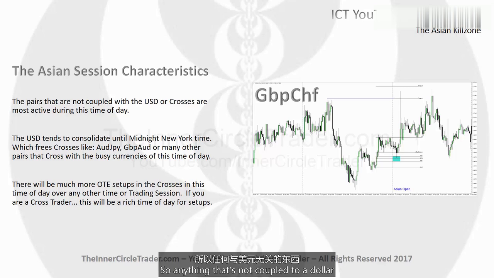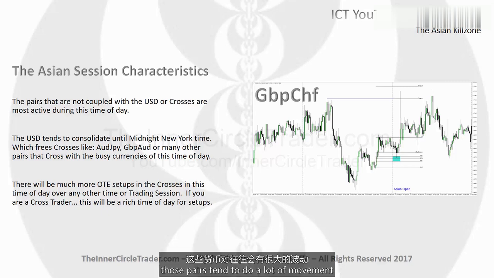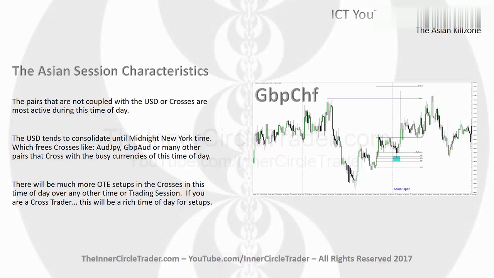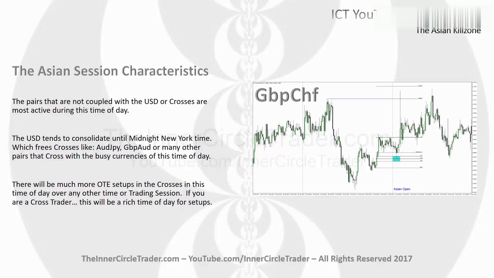So anything that's not coupled to a dollar but has a pair that's usually active during the Asian session, and again, that's the Aussie, New Zealand, the yen. Those pairs tend to do a lot of movement, because their countries are active. Their markets are open at that time, and even though they're smaller markets, they do start the financial day.